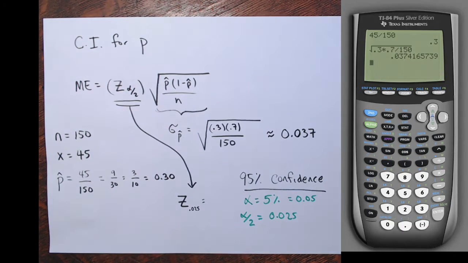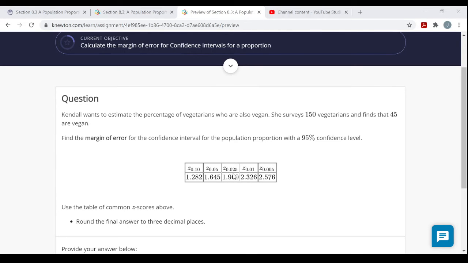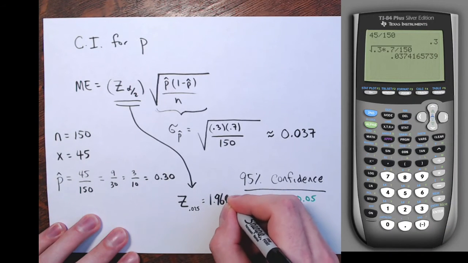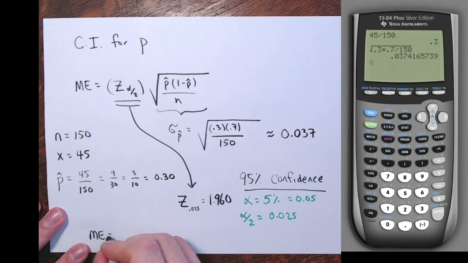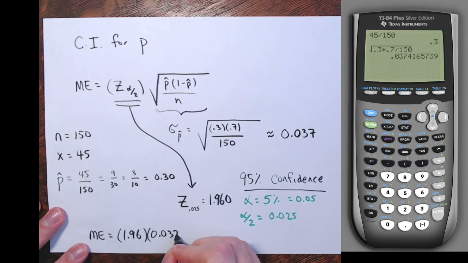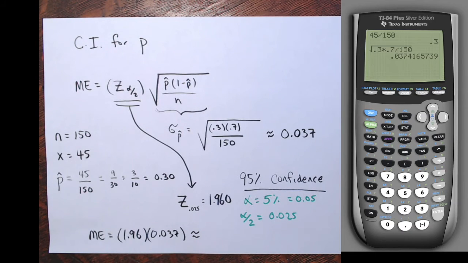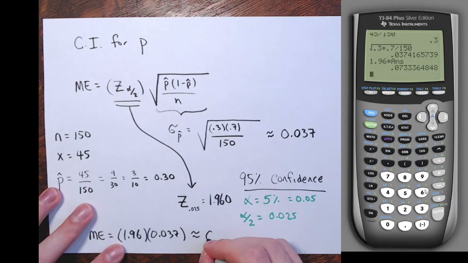That's given in a little chart on the assignment. Z 0.025 is 1.960, so 1.960 standard deviations above and below the mean to get you to the upper and lower value of the confidence interval. Therefore the margin of error is going to be 1.96 of these 0.037s. On the calculator, I'm just going to go 1.96 times the previous answer, which was my standard deviation of the proportions. And to 3 decimal places, this rounds to 0.073. There's our margin of error.